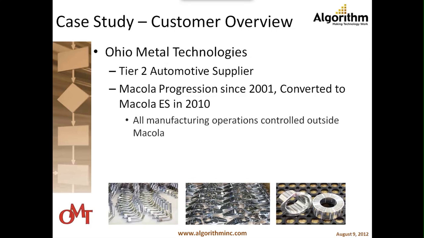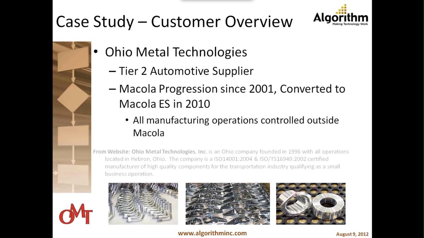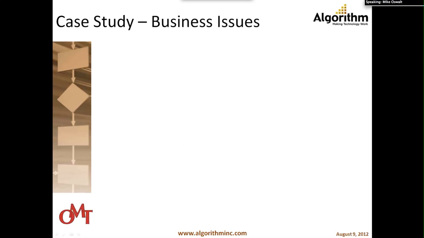All manufacturing issues in Progression were controlled outside of Macola with a number of Access databases and Excel spreadsheets and manual processes that were not conducive to their growth. And there's a little bit about Ohio Metal Technologies, which I took from their website. You're welcome to visit that. So what I thought I would do today is present what the business issues were, a couple of them, and then within each of them, they're nested some smaller issues, and then talk about how we, within the agility framework from WiSys, solved some of those issues.